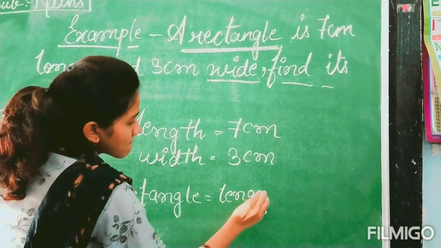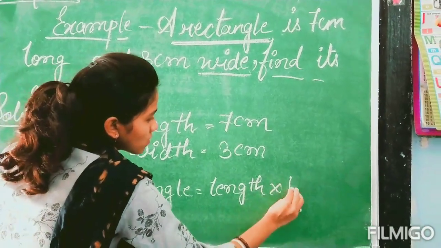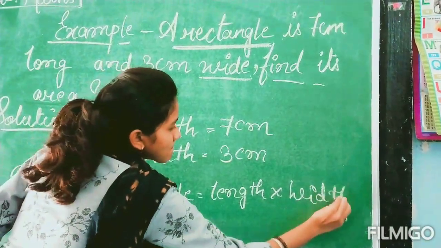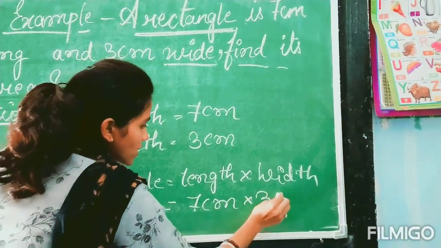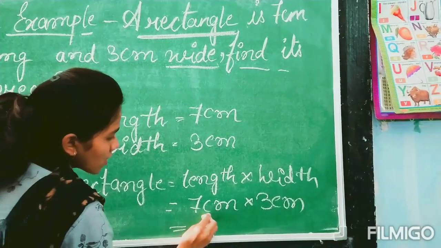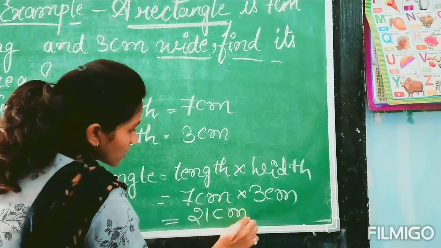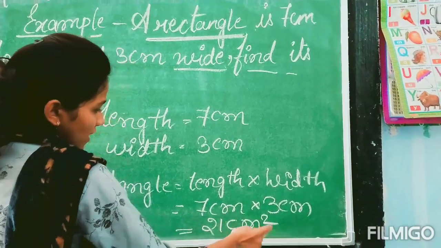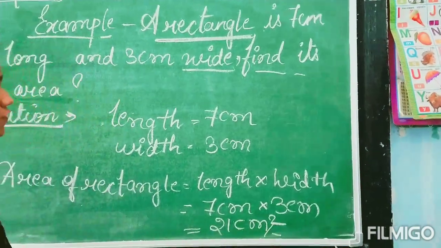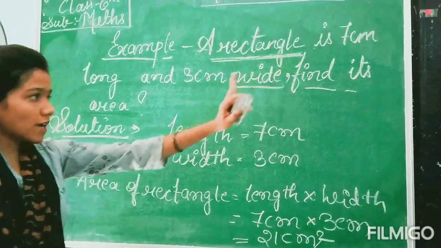Length into width, that is equal to 7 cm into 3 cm, which is 21 cm square, because we multiply centimeter into centimeter, centimeter square. It was the example of area of rectangle.